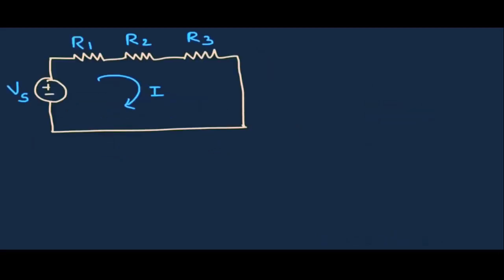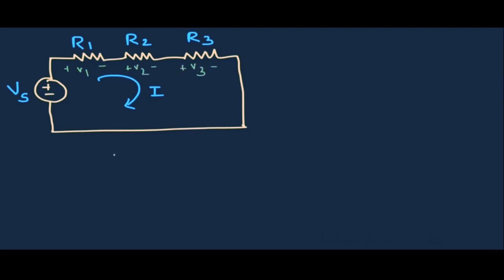So here we have three resistors R1, R2 and R3 which are connected in series with one voltage source, and the current flowing through this circuit is I. Whenever the resistors are connected in series combination, the same current will flow through each resistor. So here the same current I will flow through R1, R2 and R3. And because of the flow of this current, there will be a drop across these resistors. So let's say the drops are V1, V2 and V3.